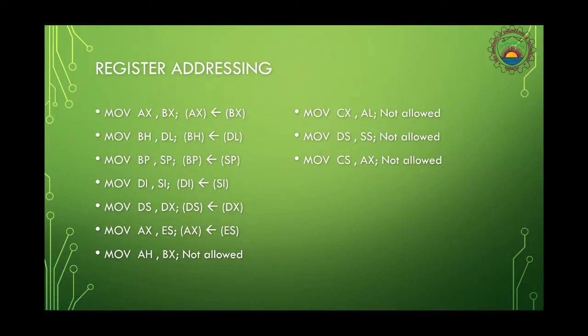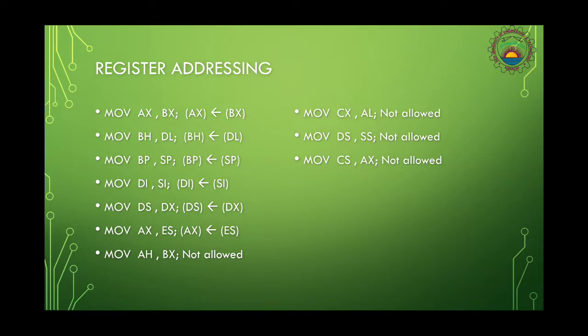Then we are having another instruction, MOV DS, DX. So here we are having a segment register DS, data segment, and the second register is DX, data register, a simple general purpose register. That general purpose register DX will be copied into DS, a special purpose register, and it is allowed. Both are 16 bit. DX is 16 bit, DS is also 16 bit.